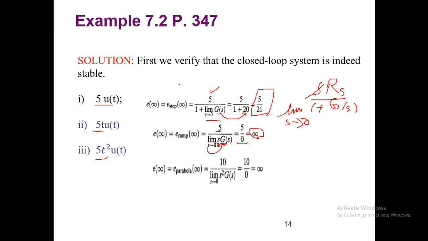So that is why 10 by s square into g of s, and as this thing approaches 0, this whole term will be 0 and the overall term will be infinity. So the overall error for the parabolic function will also be infinity.